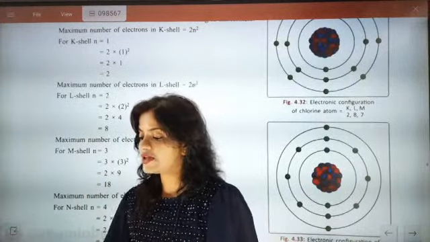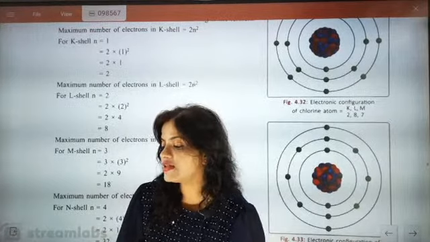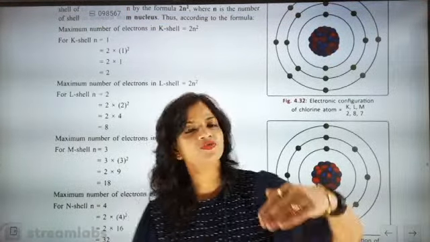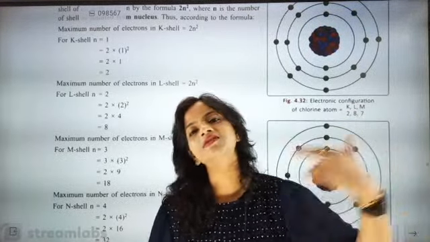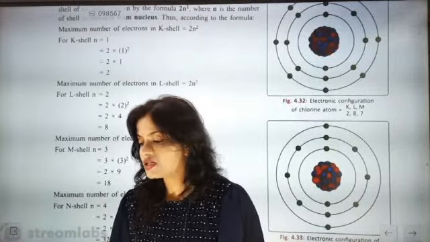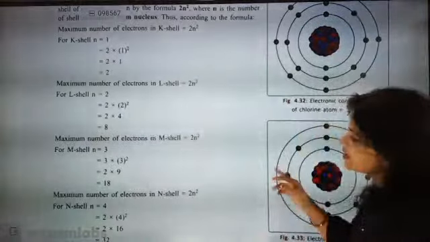So K, L, M, N, the energy level increases with the position of the orbit. Yes, absolutely, and that is measured from the nucleus. If you go outward from the nucleus, the more the shell number increases, the more energy the orbit will have. This was the concept he exactly gave.